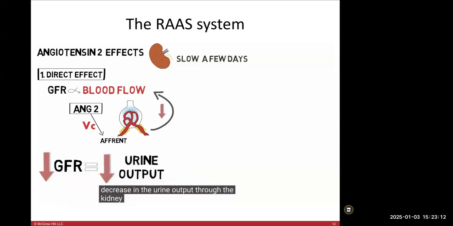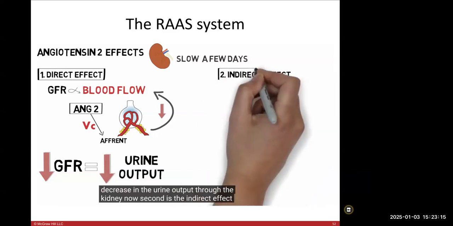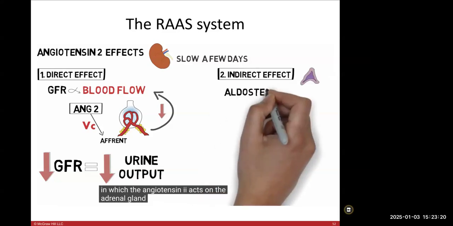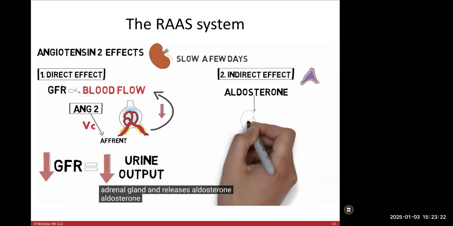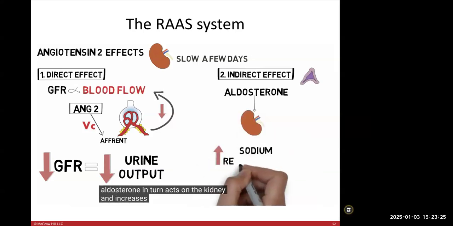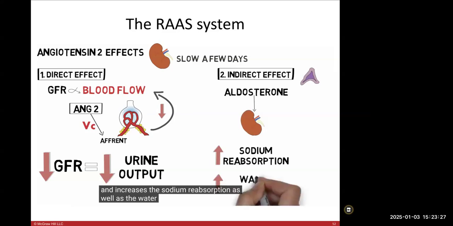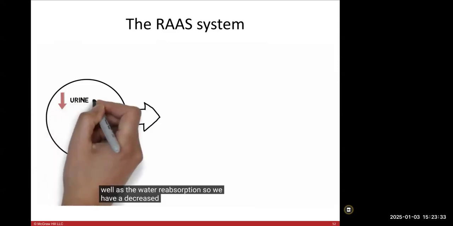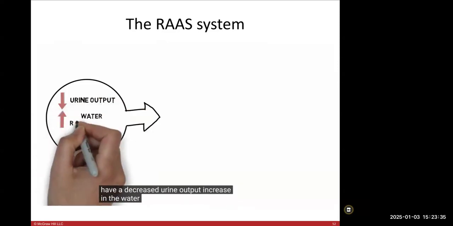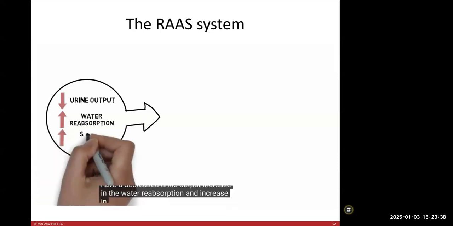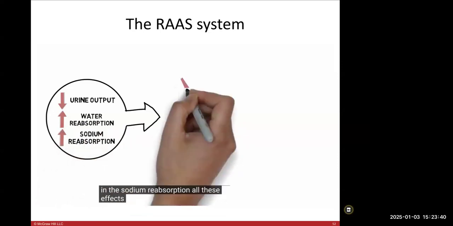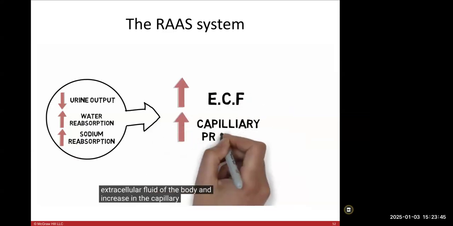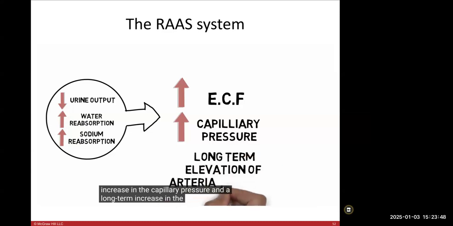through the kidney. Now, second is the indirect effect, in which the angiotensin 2 acts on the adrenal gland and releases aldosterone. Aldosterone in turn acts on the kidney and increases the sodium reabsorption as well as the water reabsorption. So we have a decreased urine output, increase in the water reabsorption, and increase in the sodium reabsorption. All these effects lead to an increase in the extracellular fluid of the body, an increase in the capillary pressure, and a long-term increase in the arterial pressure.